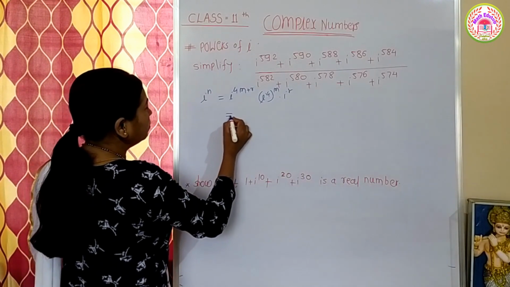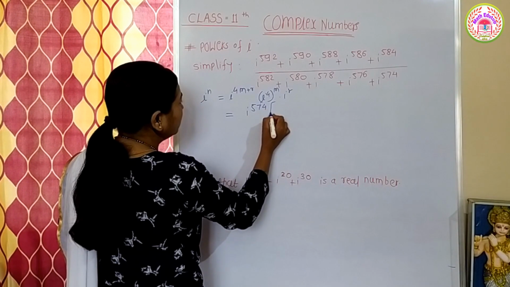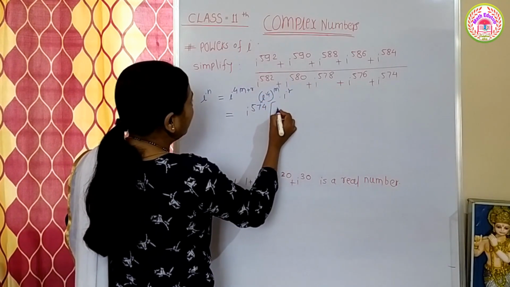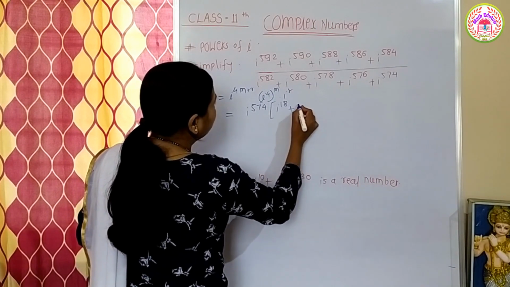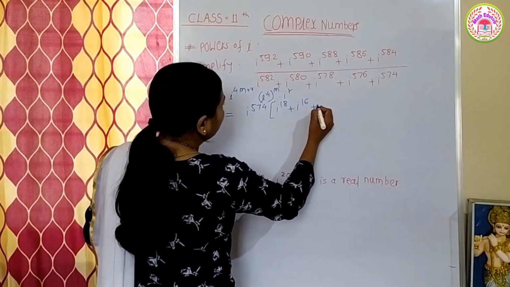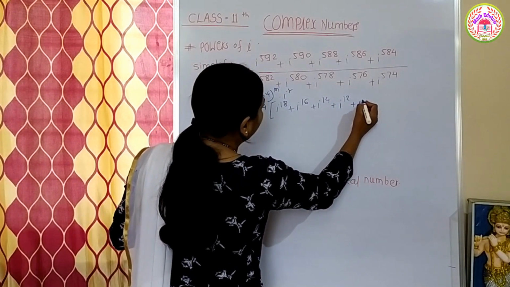Okay, then to simplify this, we take i^574 from the numerator outside, then what remains is i^18, then the difference is 2, so it will be 2 less, i^16, then i^14, then i^12, then i to the power 10.